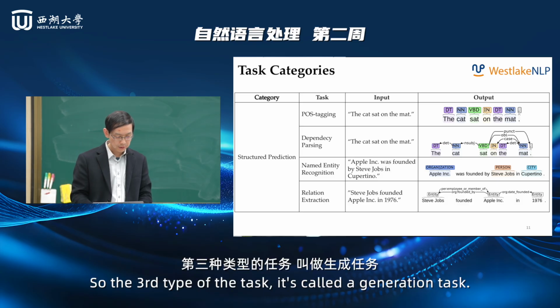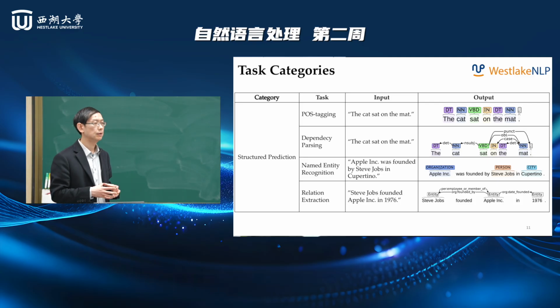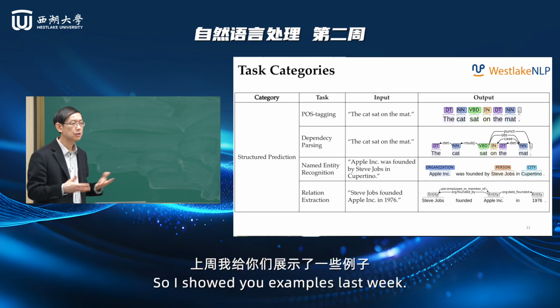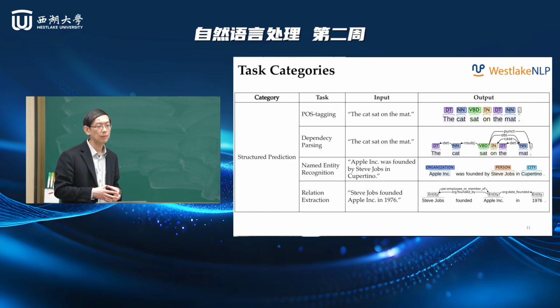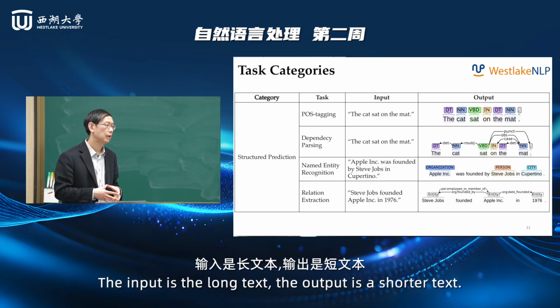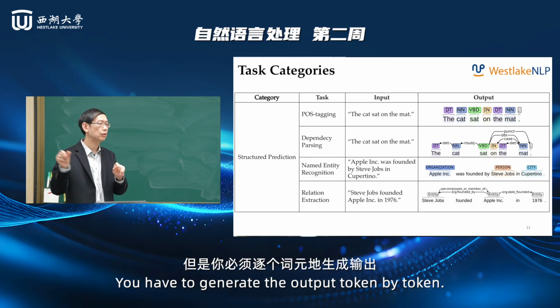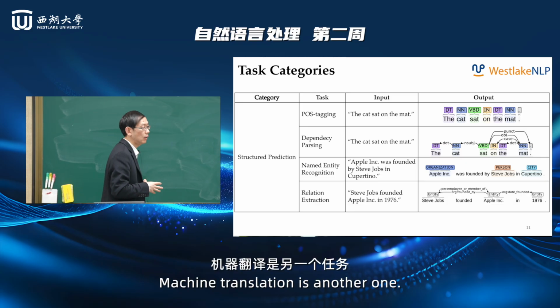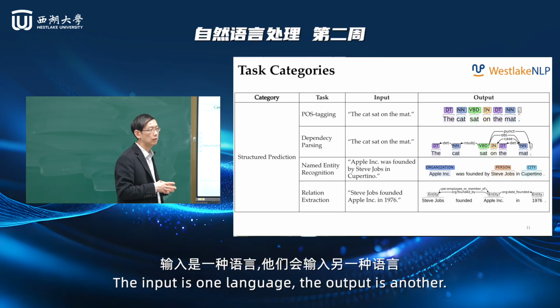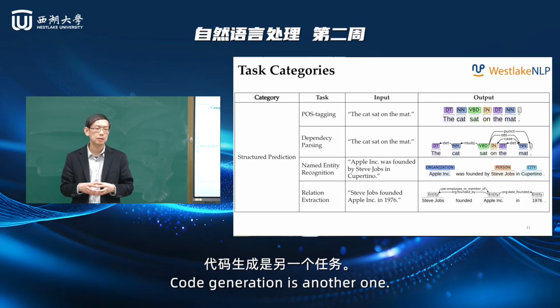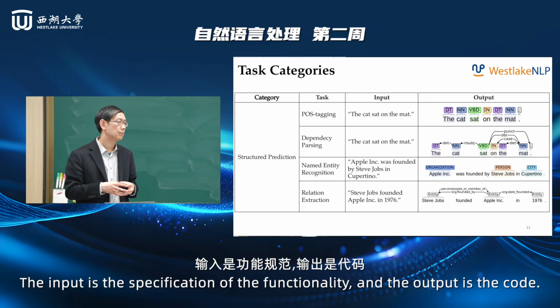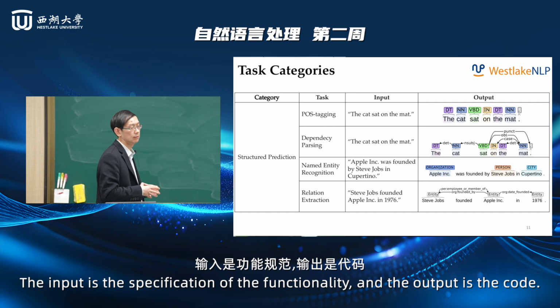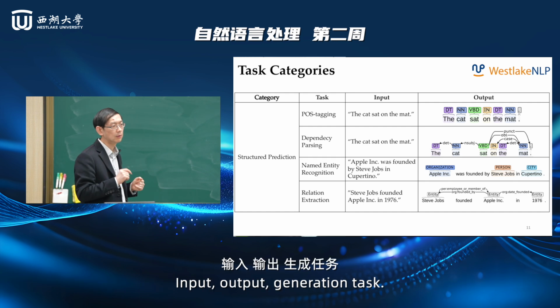The third type of task is called a generation task. I showed you examples last week. There is text summarization, for example. The input is a long text, the output is a shorter text, but you have to generate the output token by token. So this is a generation task. Machine translation is another one. The input is one language, the output is another. Code generation is another one. The input is the specification of the functionality, and the output is the code. Input, output, generation task.